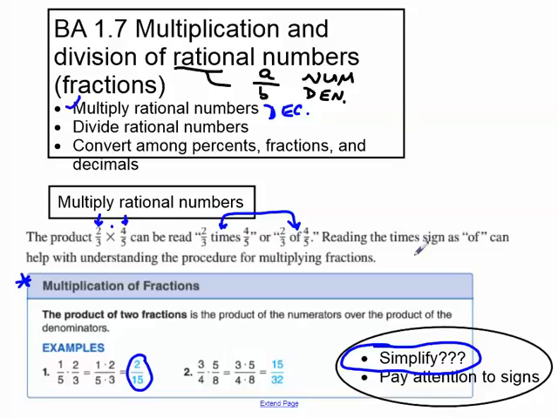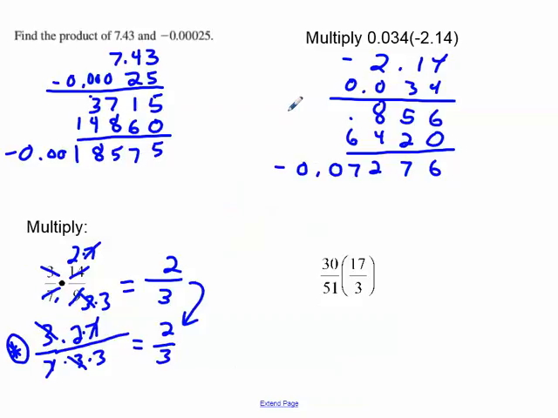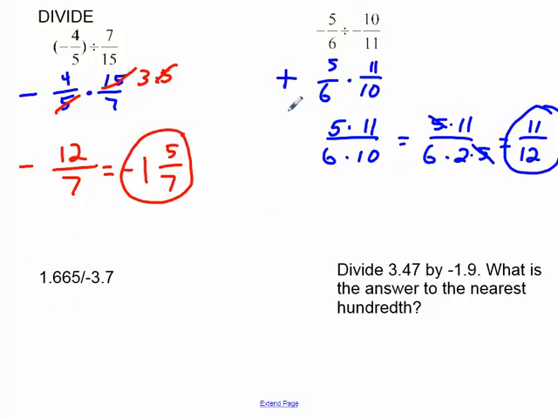Alright, so we're going to do 1.7, chapter 1.7. We're going to talk about dividing rational numbers, and rational numbers can also be in decimal form. So we're going to talk about dividing rationals in decimal form. We're going to fast forward through some of the stuff we've done already.